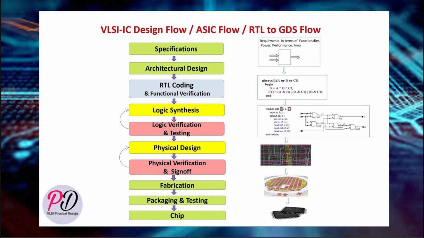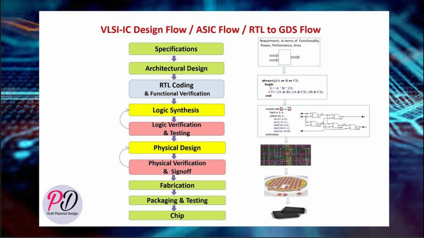Now, the IC design flow or ASIC flow. Designing a chip is like building a house, step by step. First, we take a specification from the customer. Then we go for the architectural design. Then we write the RTL code by using a hardware description language. Then we verify its functionality. Then logic synthesis is where the RTL code is translated to a gate level netlist. Then logic verification and testing.